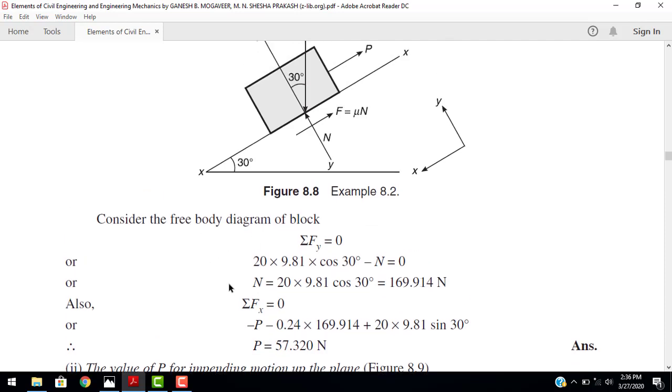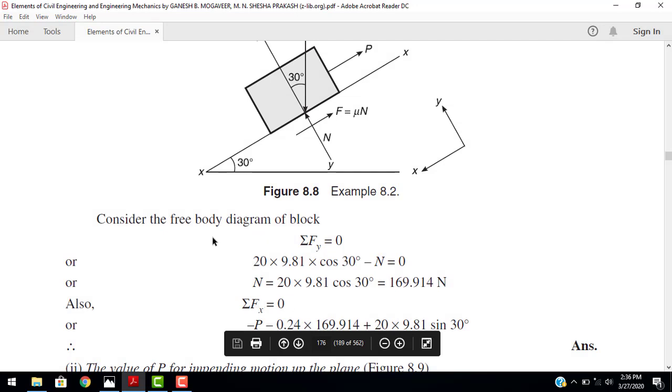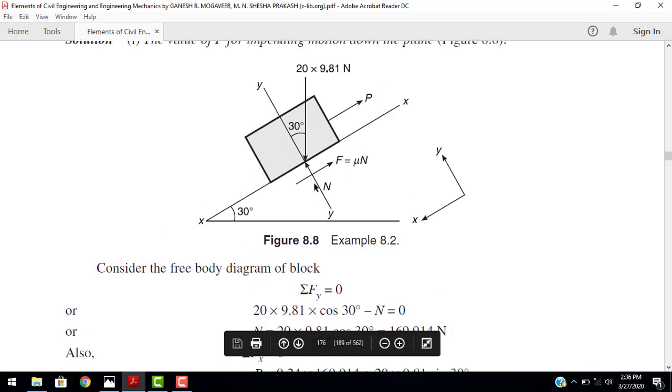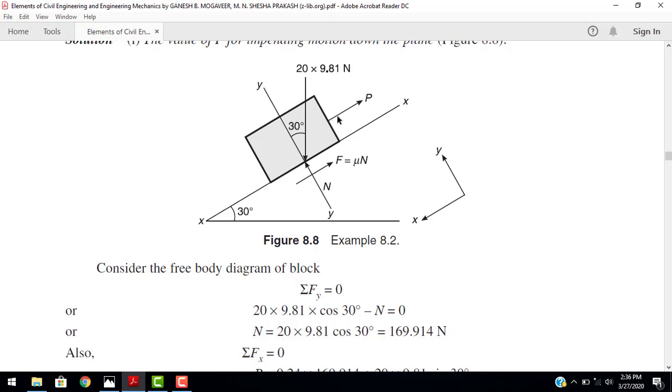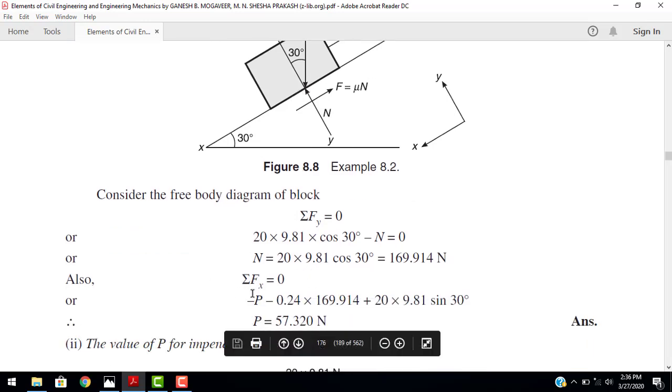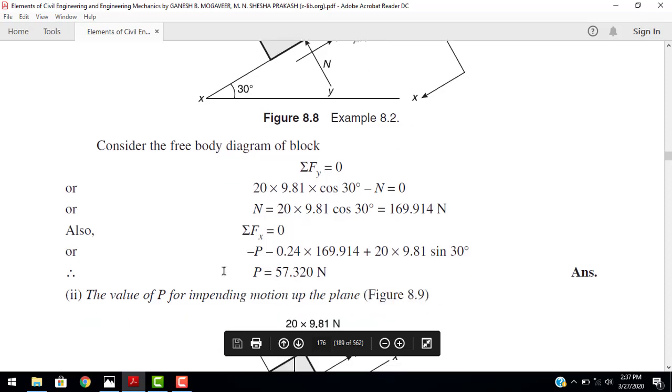Next, applying the condition of equilibrium along the x-axis. The forces acting along the x-axis are the frictional force, the applied force P, which has to be determined, and the component of the self weight along the plane, that is 20 into 9.81 into sin 30 degrees. So with respect to the figure, it is minus P minus 0.24 into 169.914 plus 20 into 9.81 sin 30 degrees. Further, if you simplify this, you will get the value of P equal to 57.32 Newtons.